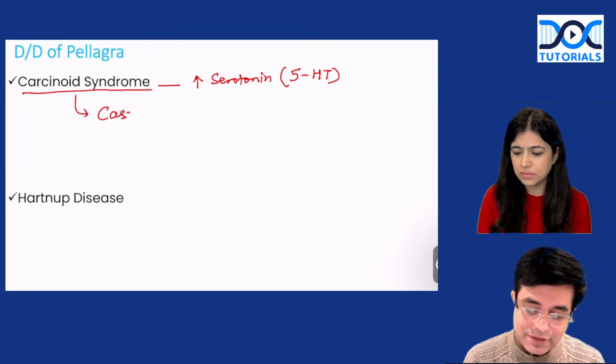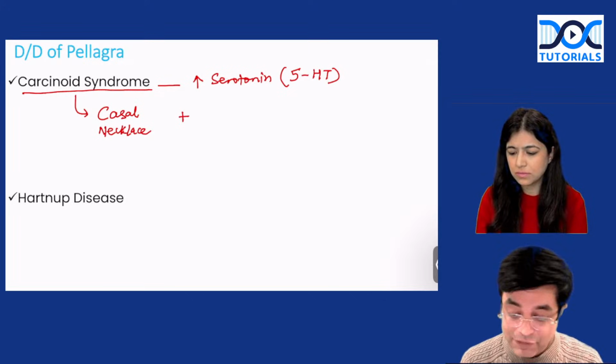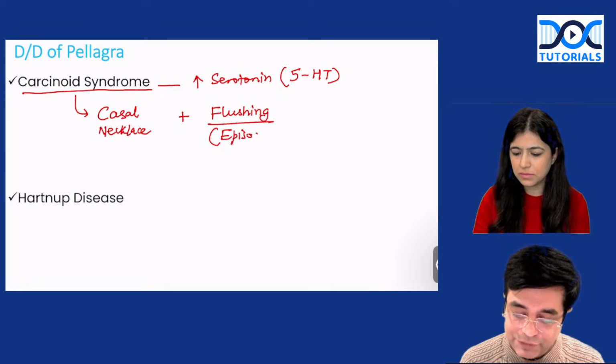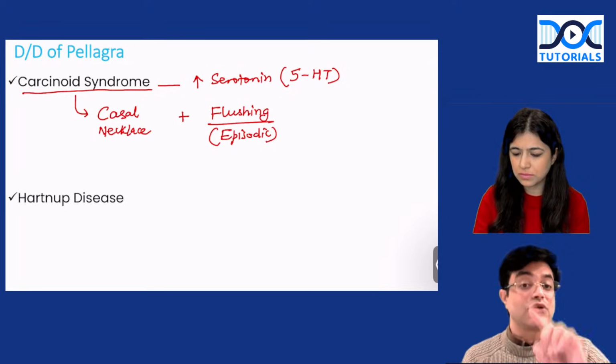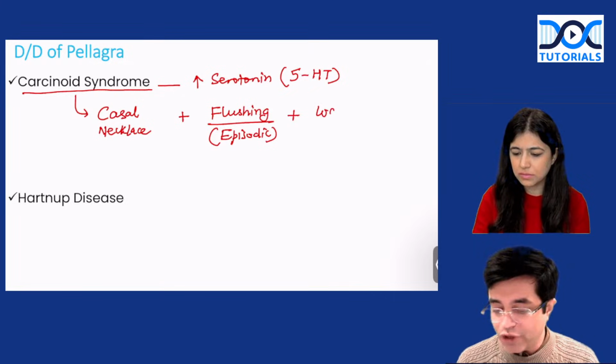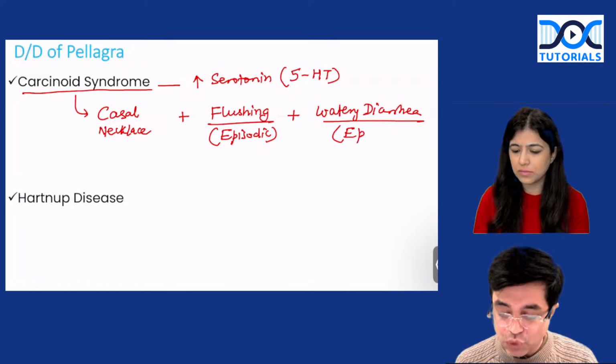They will have a Casal's necklace-like presentation, plus they will say these patients will have flushing. Intermittent or episodic flushing is a feature only of carcinoid syndrome. It is not a feature of pellagra. Plus, these patients will have watery diarrhea. Diarrhea can occur there also, but they will be very specific: watery diarrhea. Again, this watery diarrhea is episodic in nature.